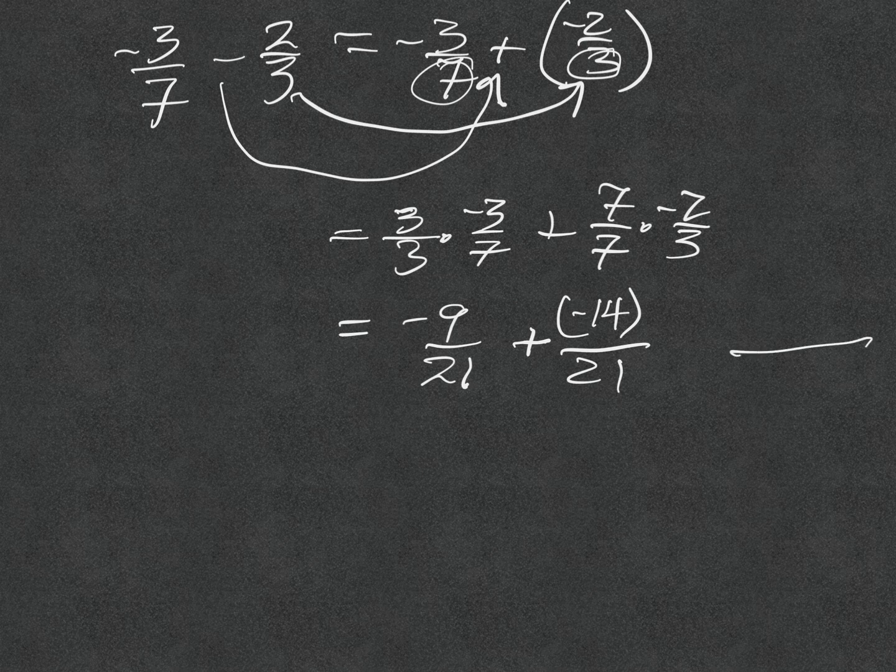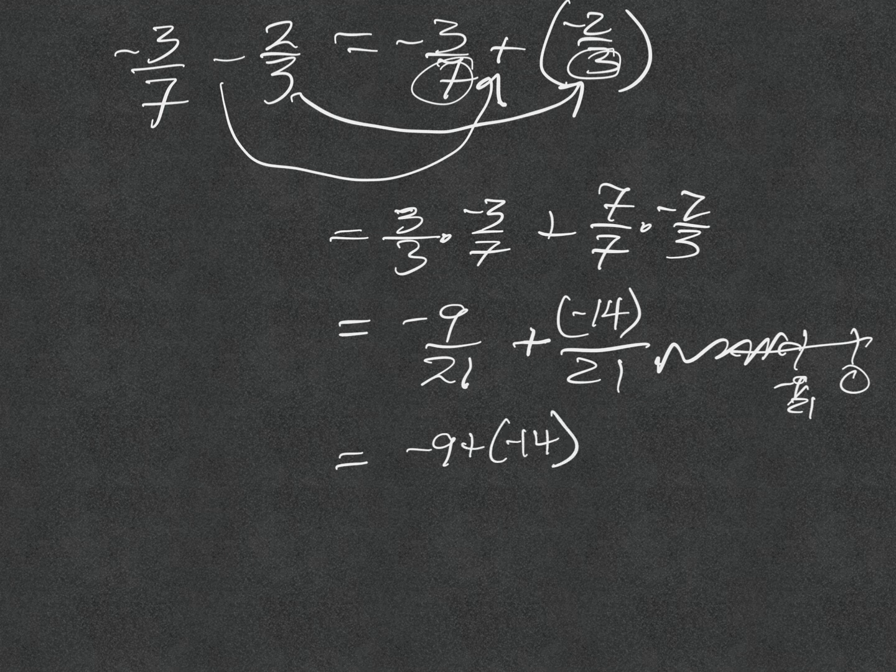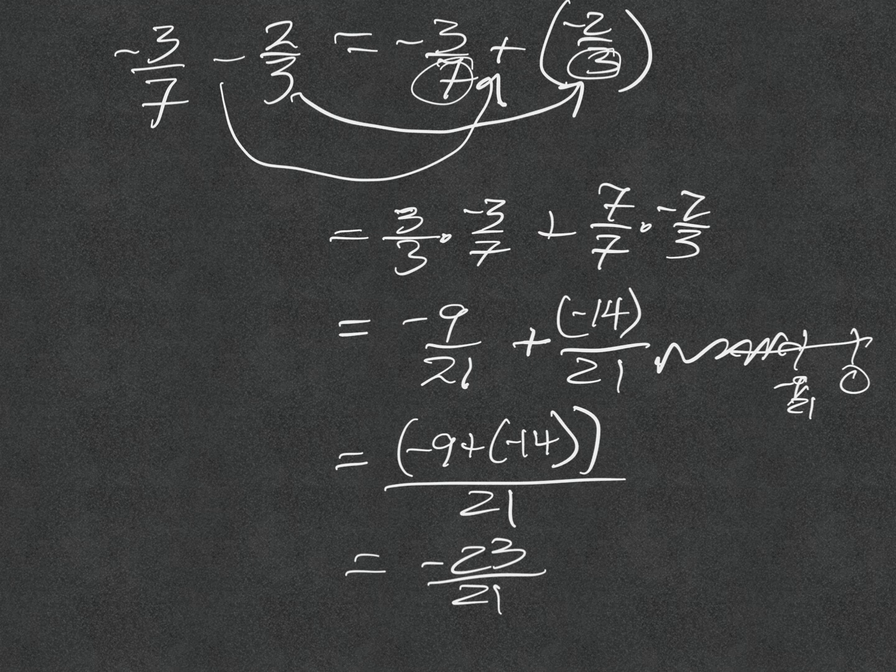So on the number line, here's 0. I start at -9/21 and then I add -14/21 to it. So all I really need to do is -9 plus a -14 here in the numerator, and then put it all over 21. So that'll be a -23 over 21, and I'm done. Okay? That's your process. All right?